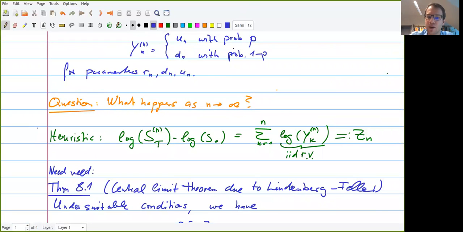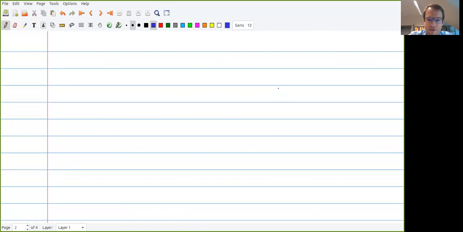Okay, let's come to the question in orange. What happens if we send n to infinity? Chapter 8.1. What we want to do is study two things. First, we want to understand what happens with the option prices if we send n to infinity, and then we want to understand what happens to the models, because this is even more complex if we send n to infinity.